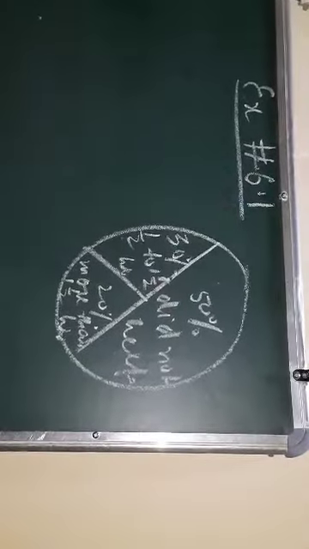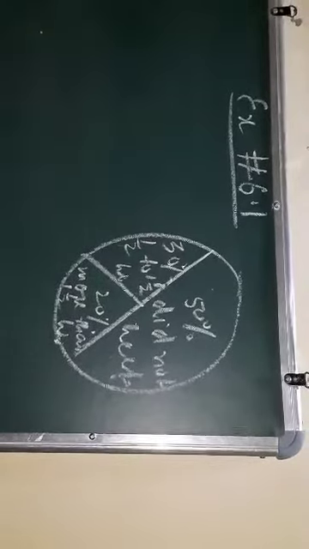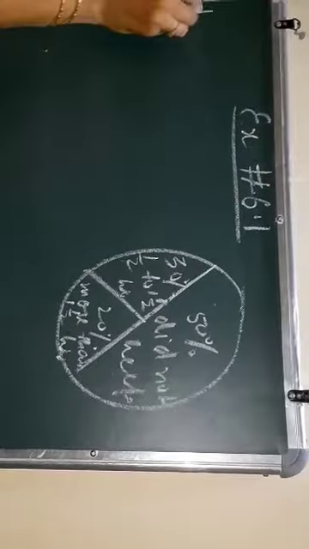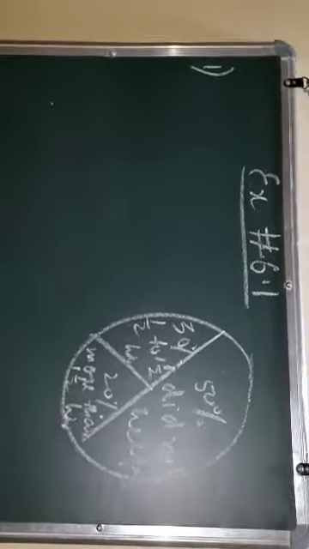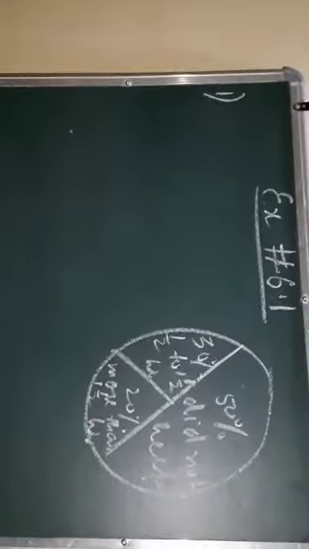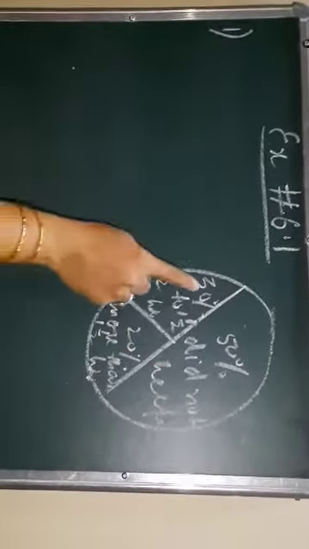Using this data, you have to answer the following questions. First is: how many parents were surveyed? मतलब कितने parents को survey किया गया? You have to tell that. Now you don't know how many parents were surveyed. We know 50%, 20%, 30%.